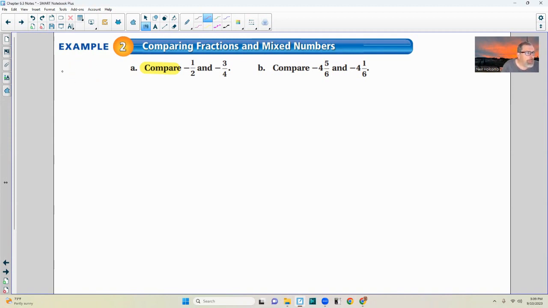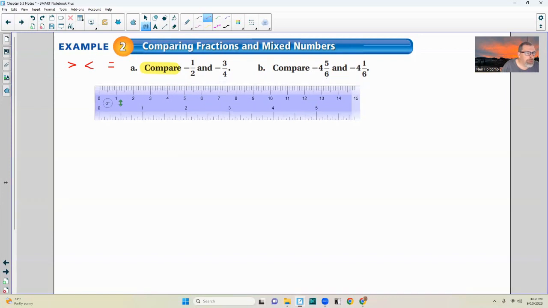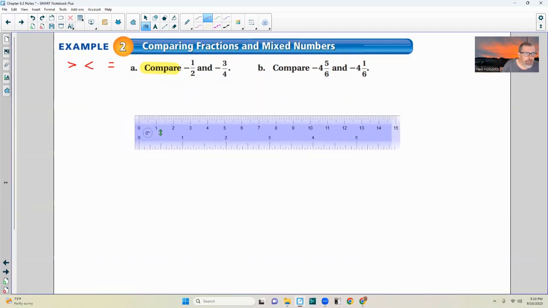Okay, so let me just do this. I'm going to put that there, or it could be that one, or it could be that one. Okay, so I'm going to compare negative 1/2 and negative 3/4. So I want to do a number line. So I get my ruler out. If you were to do this on your paper, this will be A.